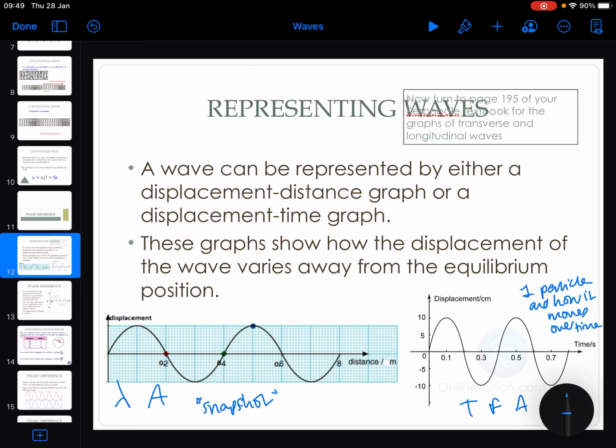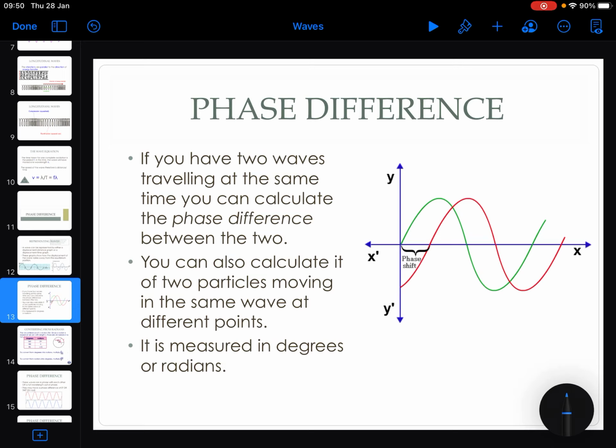So, on the two different waves, on a displacement distance graph, you can have different particles. And so on that one on the left, you can see there's a red, a green, and a blue. They can represent particles at different points in the wave. And sometimes we might want to refer to how they are moving in comparison to each other. And we do that by talking about phase difference. So if you have two waves travelling at the same time, or two particles on the same wave, you can calculate the phase difference between the two, and it's measured in degrees or radians.